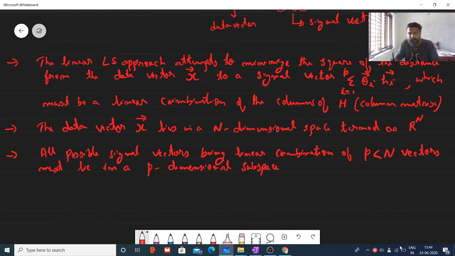That is indicated by p-dimensional subspace of capital R of n, and that I will term as S of P. Clear? R of n is the space for the data vector, which lies in the n-dimensional space, and S of P is all possible signal vectors, which must be a linear combination, with p always less than n, and should lie in the p-dimensional subspace of R of n. And that is termed as S of P.